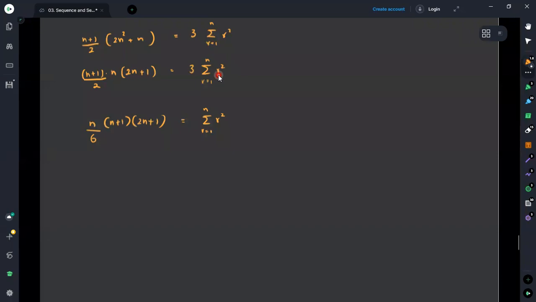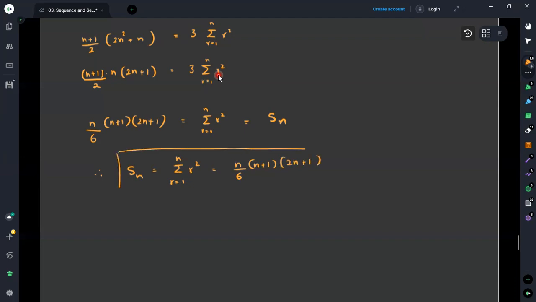It is the summation of r squared. Therefore, this is what we have named Sn. Then we can say that Sn equals the summation of r squared, where r is going from 1 to n, is equal to n divided by 6 times n plus 1 times 2n plus 1. Therefore, this is what we are taking as the summation of the squares of the first n natural numbers.